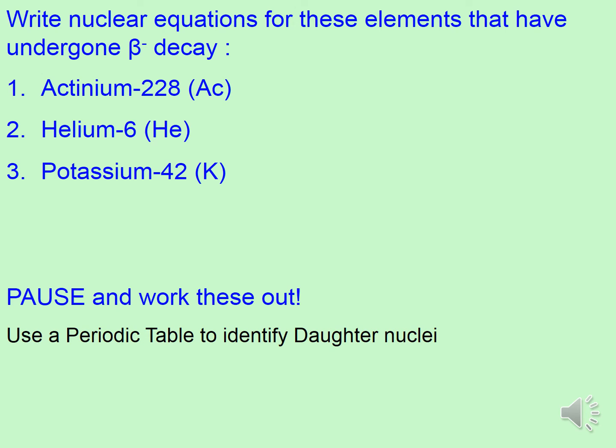Okay, here's some examples that I'd like you to have a go at using that methodology from the previous slide. Have a periodic table available because you've got to look up the daughter nuclei. You'll calculate an atomic number, but you need to look it up and see what the element is for those. So we've got actinium, the 228 variety, helium-6 and potassium-42. Pause the video and see if you can work out those on a piece of paper if they undergo beta minus decay.